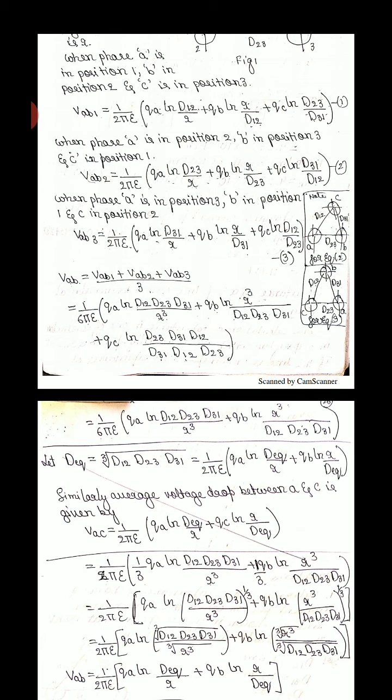Okay, that is what you will get if you add the 3 equations. After adding the 3 equations, you can see here 1 divided by 6 pi epsilon open bracket QA ln... You can see here for QC, ln d to 3, the numerator and denominator are the same, so they will get cancelled. Ln 1 is 0, so QC for the next step we won't consider. Okay, that will be 0.